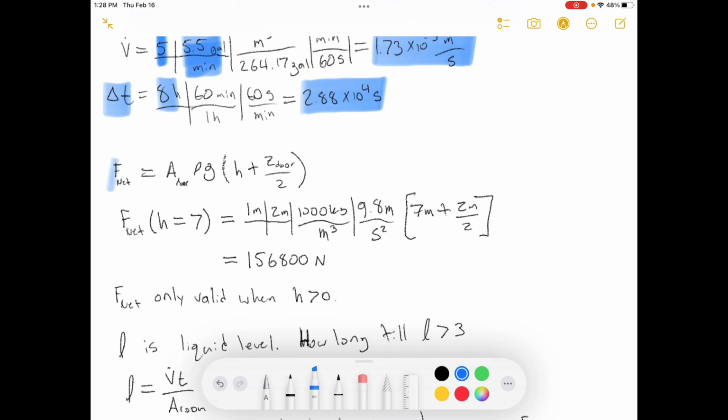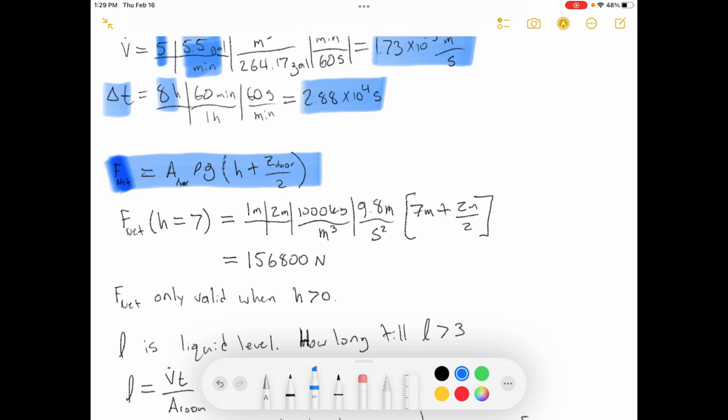So we've got our net force here, and now we're going to assume that the water goes all the way up to the skylight, okay? Because that's the region where our equation is valid. In this equation, remember, we assumed that the water level was above the door. So this function only works for when the water level is above the door.